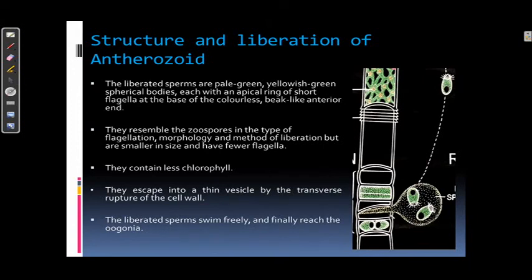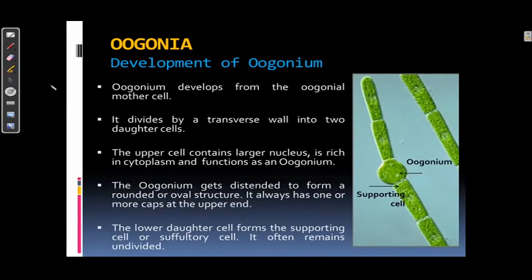Then these antherozoids escape during liberation into a thin vesicle by formation of a transverse slit in the plant body where the antheridia are present, and the liberated antherozoids then swim freely and finally reach the oogonia. Now let's know about oogonia.